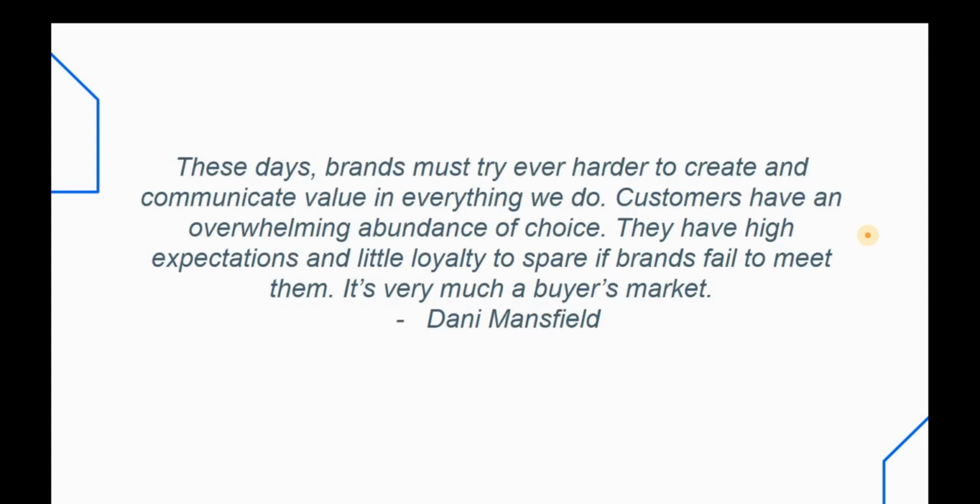These days, brands must try ever harder to create and communicate value in everything we do. Customers have an overwhelming abundance of choice, and that's true. We may think that customers don't have a choice, but the reality is they do. And there are a lot of choices. Like, for example, I want to eat samgyupsal. Back then, I would have to go to a mall and spend a lot of money. But now there are samgyupsal places everywhere, and it's much cheaper.